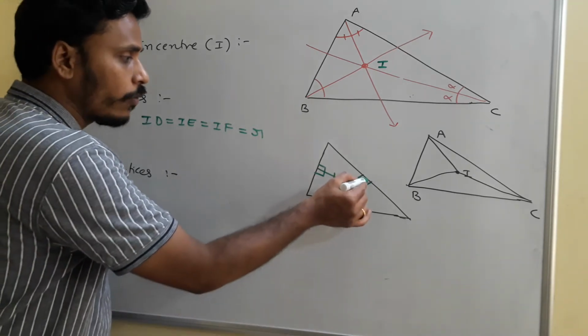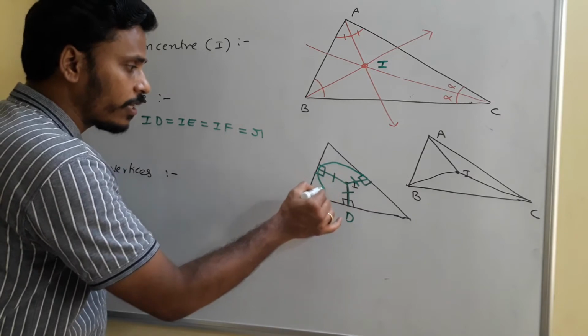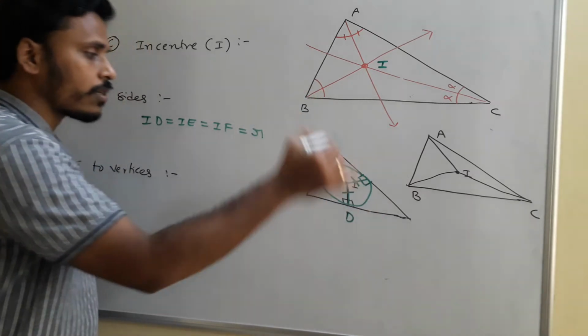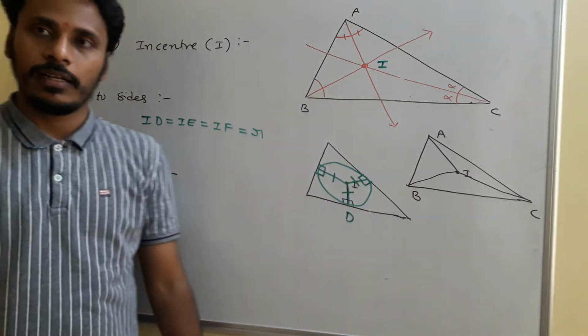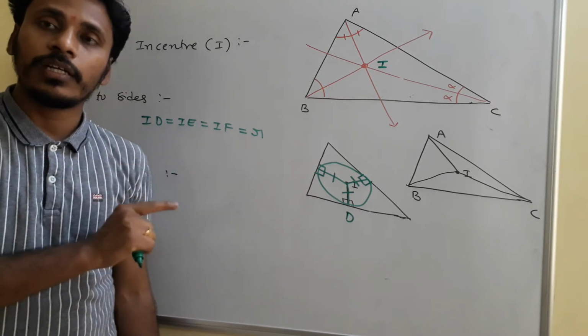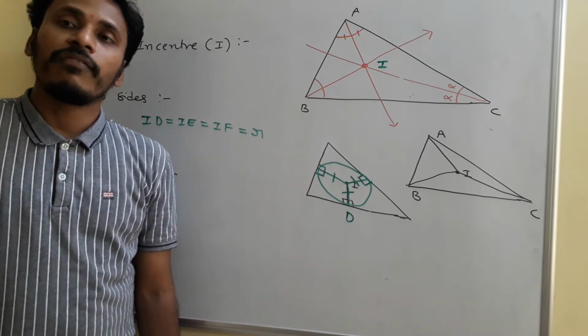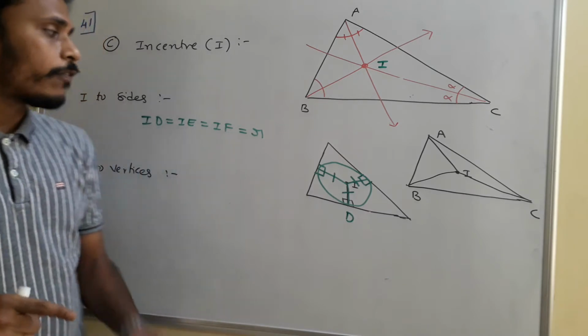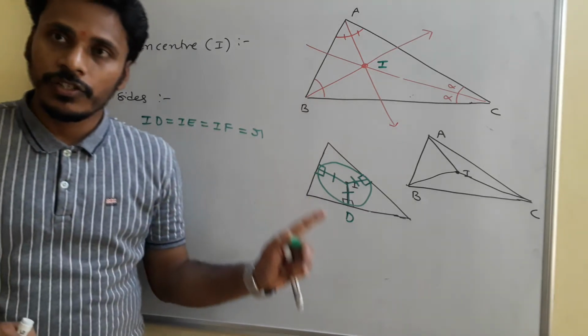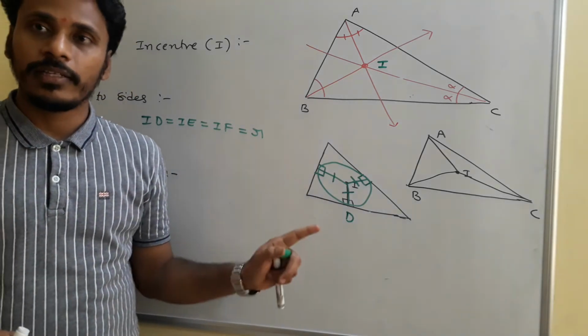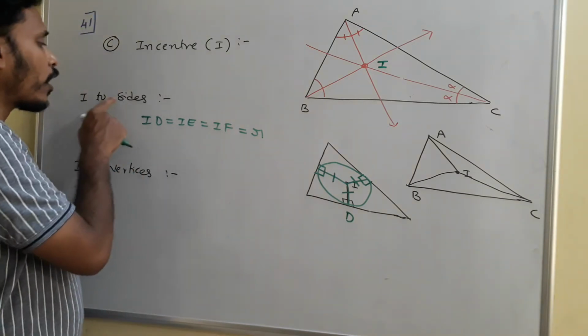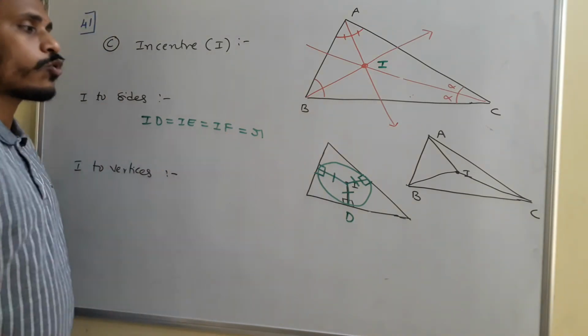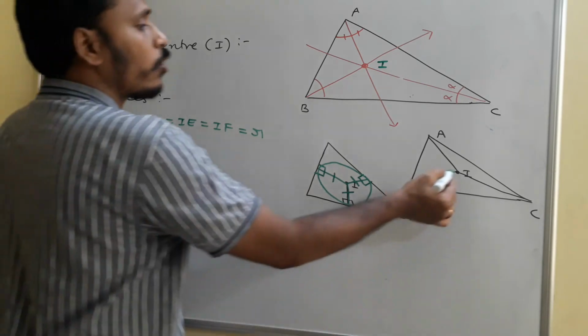Since they are equal, if you sketch a circle with that as radius, that circle for sure touches all the sides of the triangle internally. Whereas for the circumcenter there is a circumcircle which passes through the vertices, for the incenter there is an incircle which touches all the sides. So the distance from incenter to the sides is equal to small r.